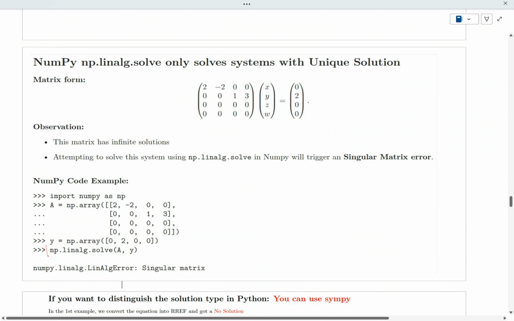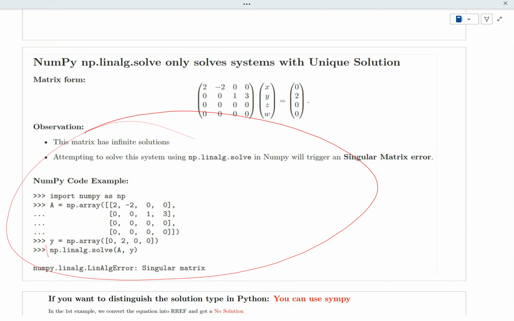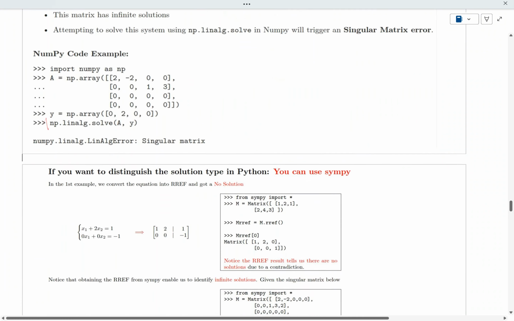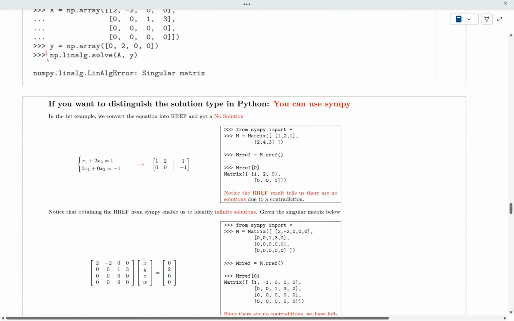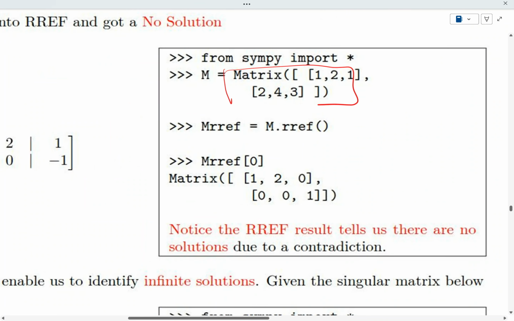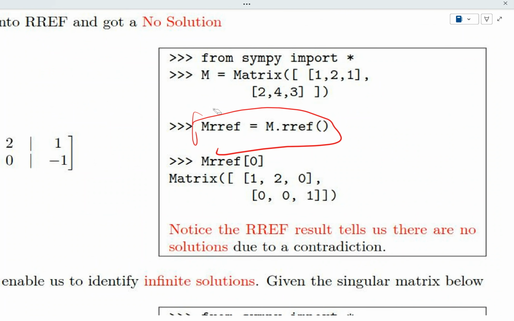Now, when you run into this problem, there's an alternative approach. The alternative approach is to use SymPy. Notice how I import a different Python library. In SymPy, you can write the matrix out, and then all you have to do is call the RREF. So matrix M, and then you call the RREF, and it gives you the RREF solution.